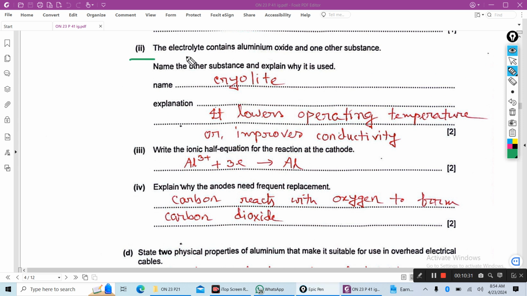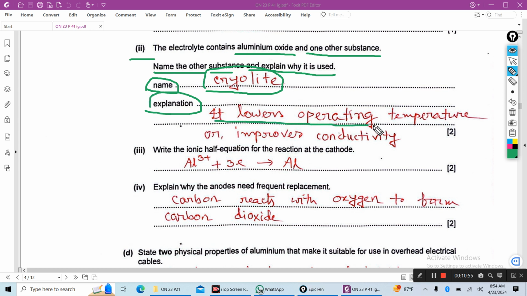Number 2, the electrolyte contains aluminum oxide and one other substance. Name the other substance and explain why it is used. The other substance is cryolite, and the explanation for why cryolite is used: it lowers the melting temperature, or you can write it lowers the operating temperature. It lowers the melting temperature of the mixture, or you can write it improves conductivity.